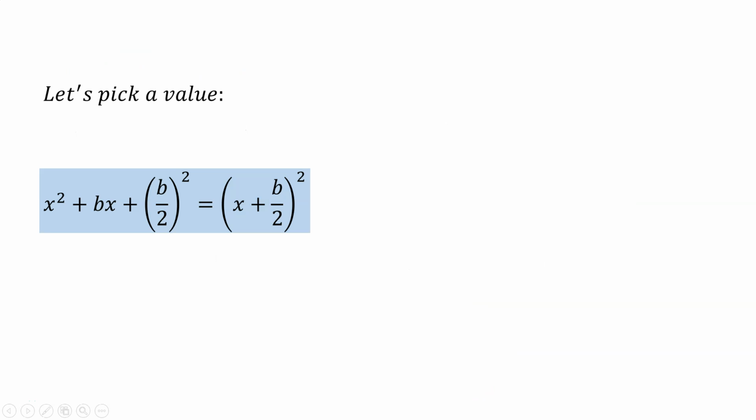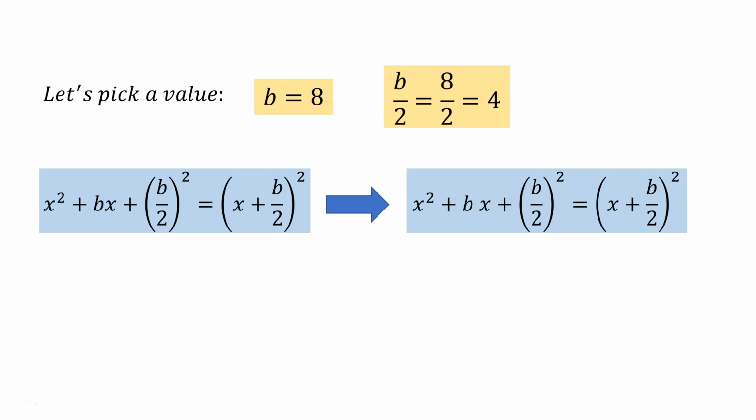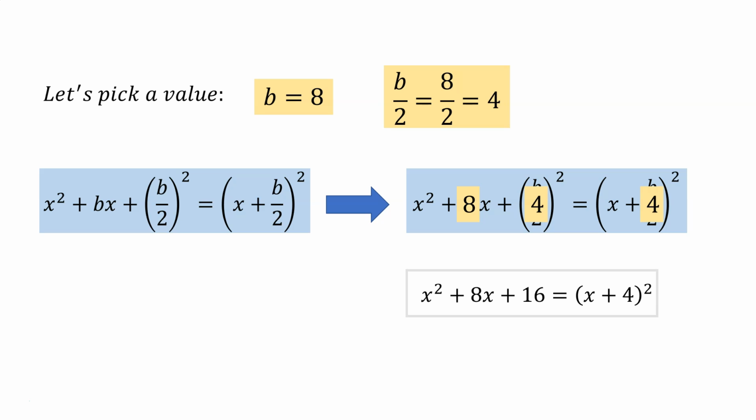First, let's see if we can get a better understanding of this pattern using a concrete numeric value. Let's pick the value b equals 8. According to this pattern, we need values for b and b over 2. b over 2 equals 8 divided by 2 equals 4. We use this pattern and replace b with 8 and b over 2 with 4. 4 squared is 16, and so we get x squared plus 8x plus 16 equals, in parentheses, x plus 4 squared.